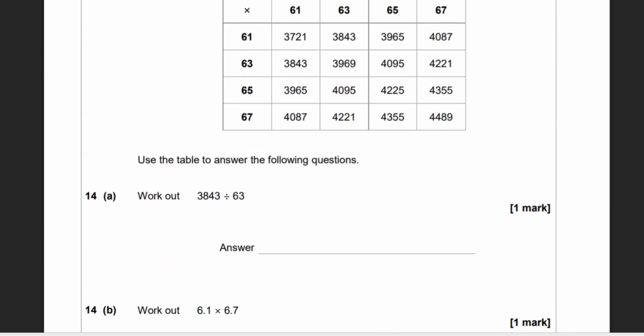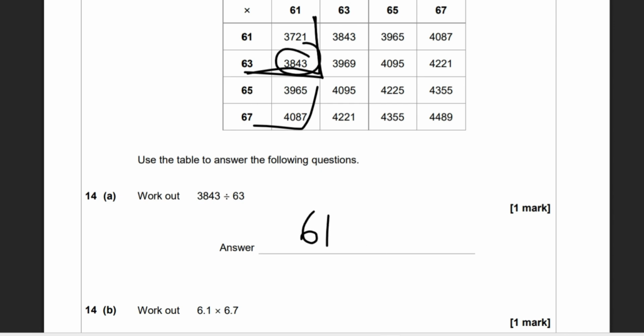Okay, let's look at this. Okay, this is a multiplication grid. You know how it works. 63 times 61 is this, like that. 67 times 61. So they said 3843 divided by 63. If 63 times 61 is this, then when you divide 3843 divided by 63, we simply give you 61.